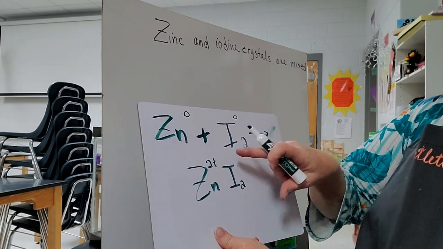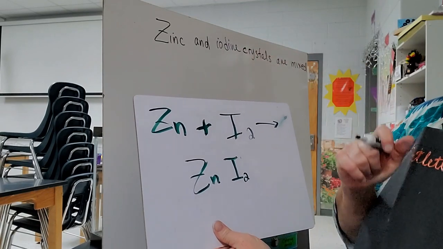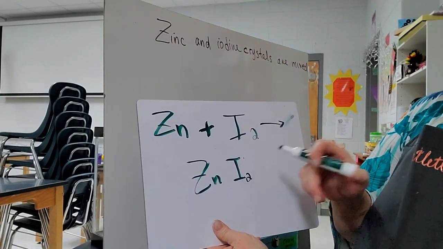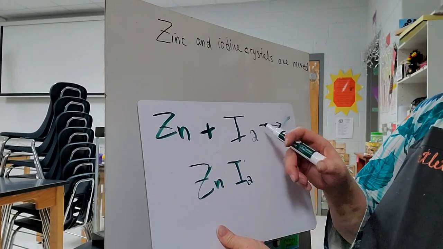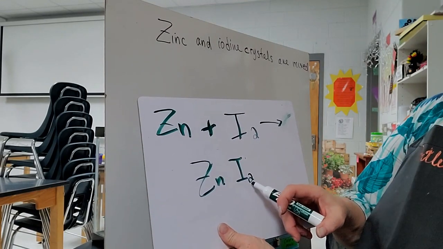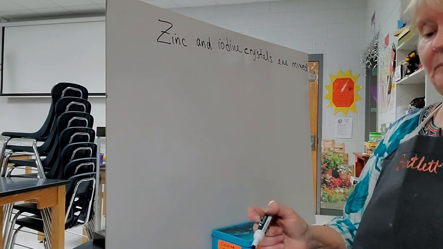Okay, so let's get rid of these little charges. Get them out of the way. We've already used them. Now, is it balanced? One zinc to start with, I end up with 1. I've got 2 iodines here, and I've got 2 iodines there. So I'm good. This is balanced already.